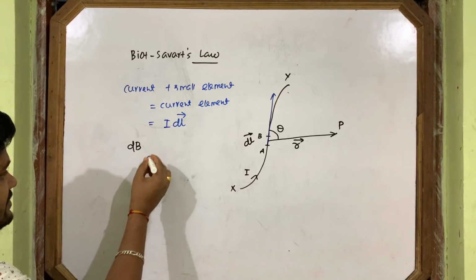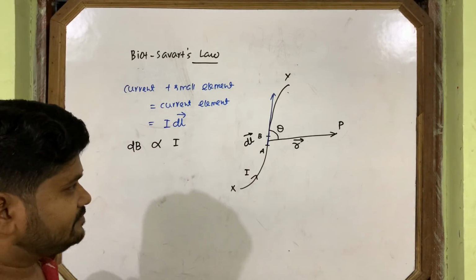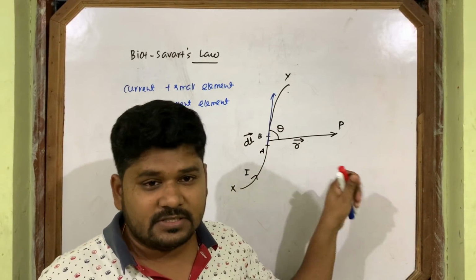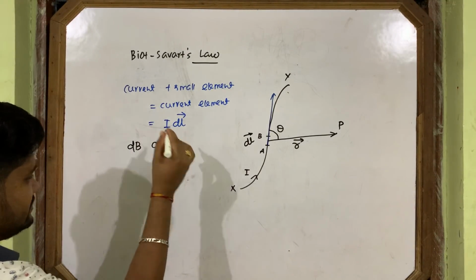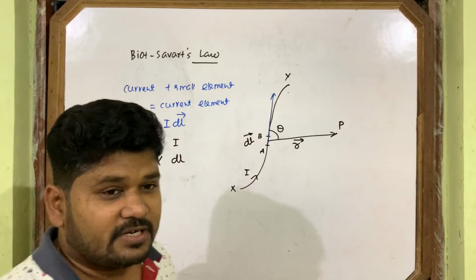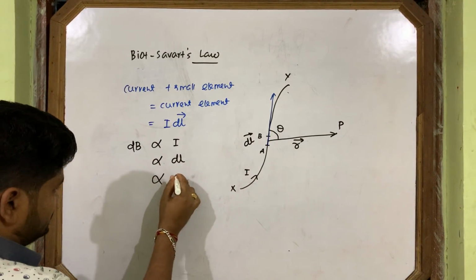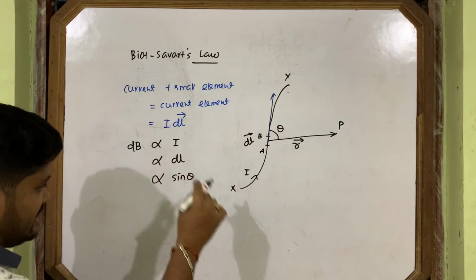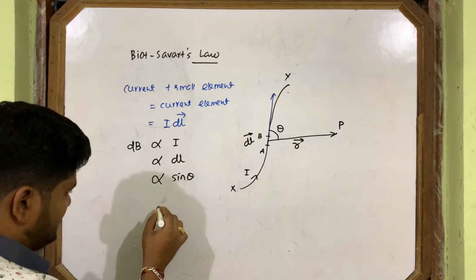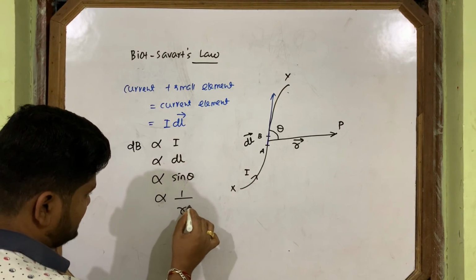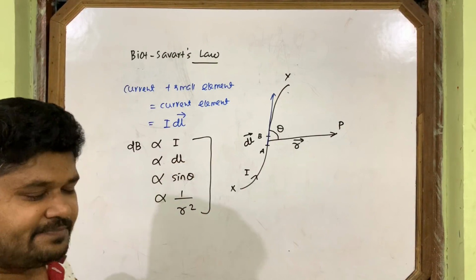So this small element dB is directly proportional to I. More current passes, more magnetic field. It is directly proportional to dl. The more the length of the conductor, the more the element, the more the magnetic field. Also directly proportional to sin theta, and inversely proportional to r square. It depends on these four factors.